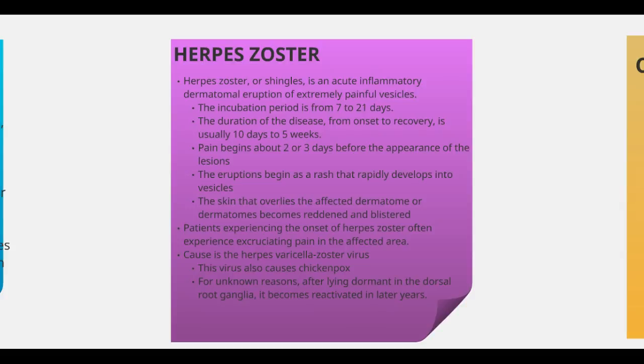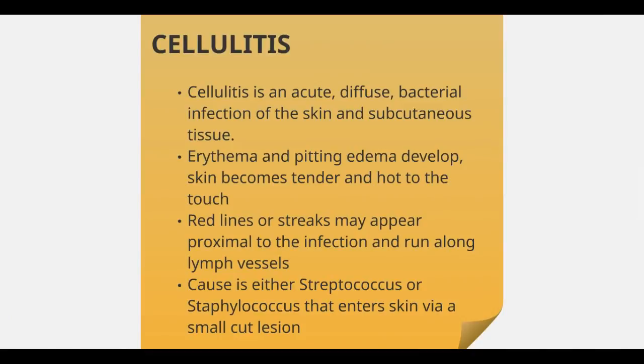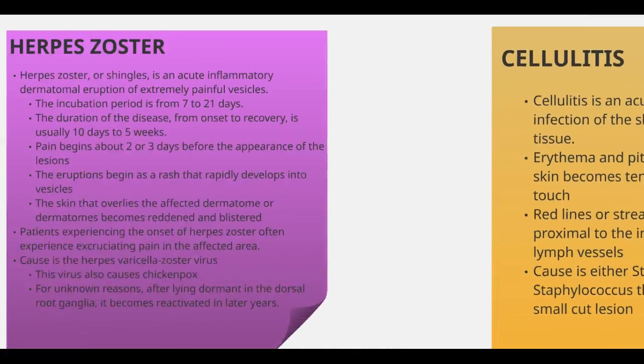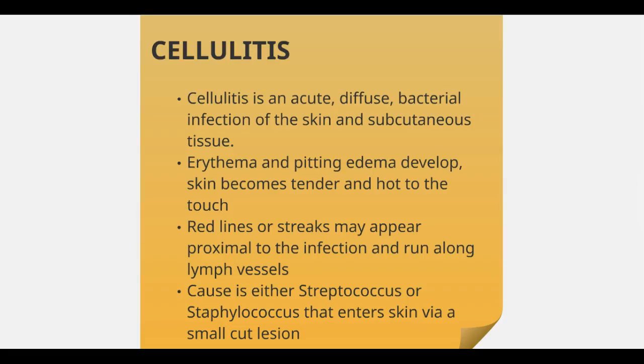And if it's not you, tell your parents. Old people are like crazy prone to getting shingles. And so tell your parents, go get the shingles vaccination. They will thank you later when they do not have shingles. All right. Oh, by the way, shingles? Crazy contagious. Okay, so cellulitis is an acute diffuse bacterial infection of the skin and subcutaneous tissue.